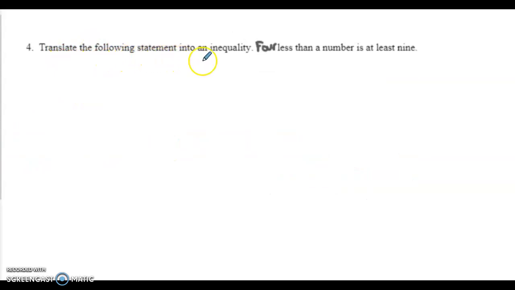All right, translate the following statement into an inequality. 4 less than a number is at least 9. Ooh, we got a lot going on here. So I'm just going to write down 4 less than means, why did I put a 9? I said 4. My brain and my hand are not communicating today. 4 less than usually means subtract. And then a number is usually x or any letter. Is at least, so we want it to be 9.